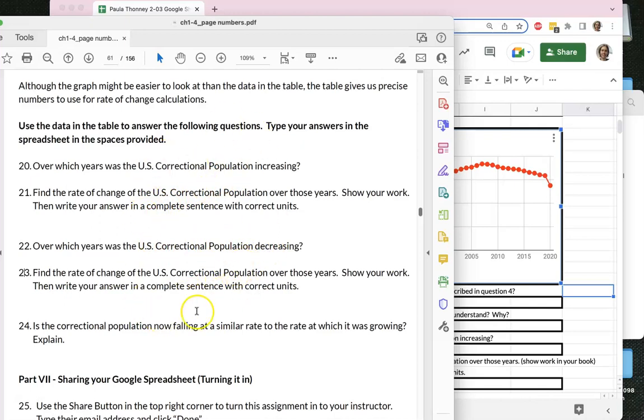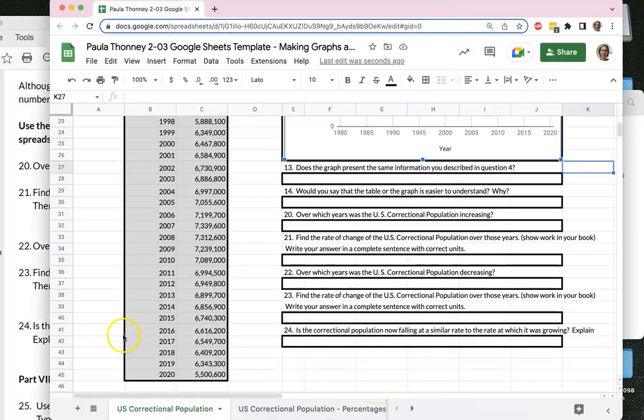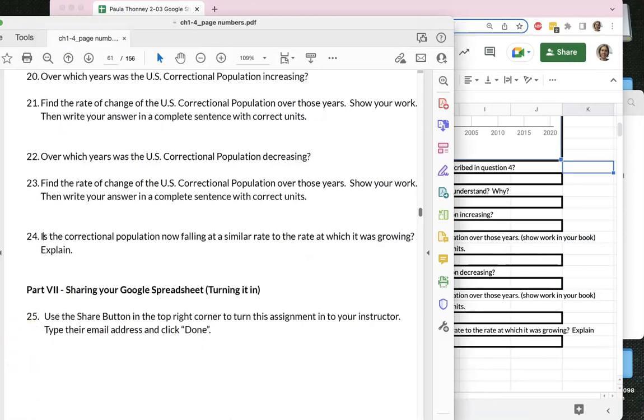So we went over this in our lessons, in our toolkit lessons this week. And then once you find your two rate of changes, you can compare the increasing rate of change to the decreasing rate of change. So compare those to each other and then write an observation in your spreadsheet for question 24. And then you can turn this in.